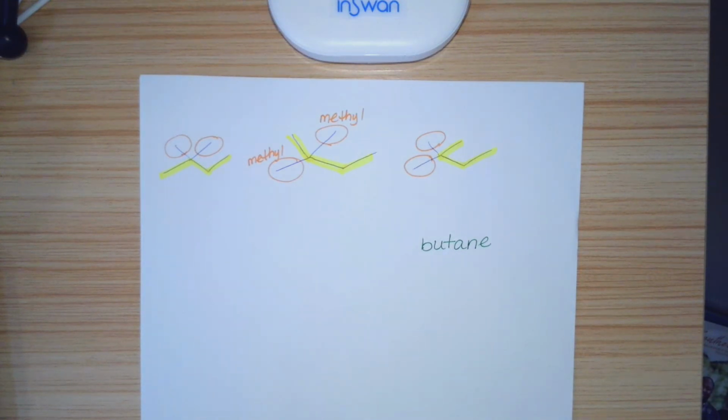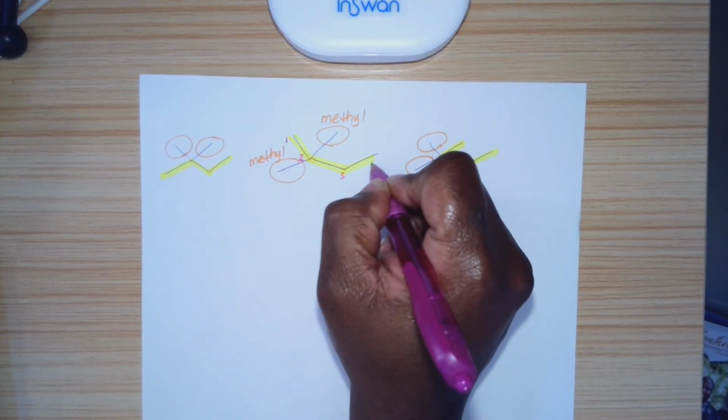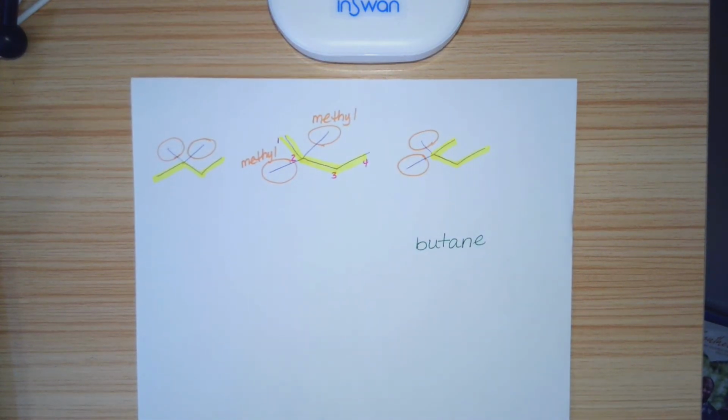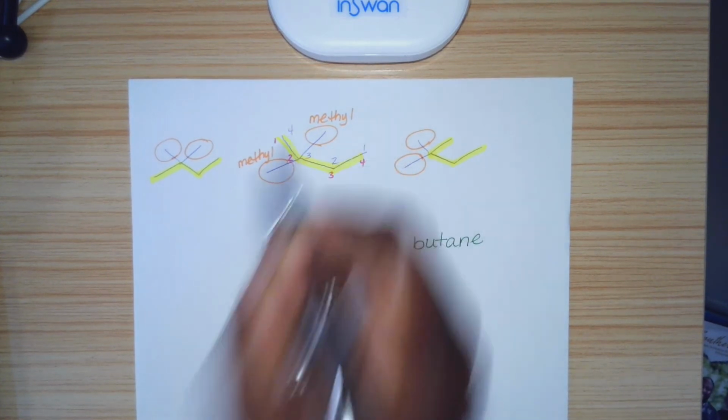Then we need to number our parent chain. So once you get comfortable with it and confident with naming, you don't have to keep numbering from left to right and right to left. You can look and see that these substituents are closer to the left side of the molecule. So that's a clue that you're going to number starting in that direction. But I'll still go ahead and number in both directions. And again, I'm just numbering from 1 to 4. So but was the prefix for 4. So we're just numbering 1, 2, 3, and 4.